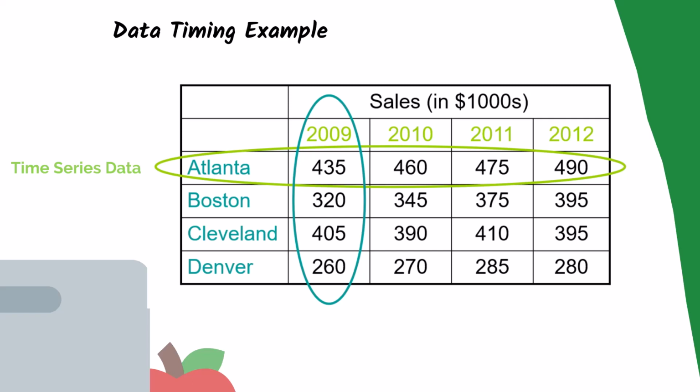So in turquoise, we have highlighted the data for 2009. This is considered cross-sectional data since we're taking a single snapshot to just look at 2009, but over multiple cities, Atlanta, Boston, Cleveland, and Denver. Again, time series is a series of time periods and cross-sectional is a single snapshot in time. As you can see with this example, you can have both in the same set of data.